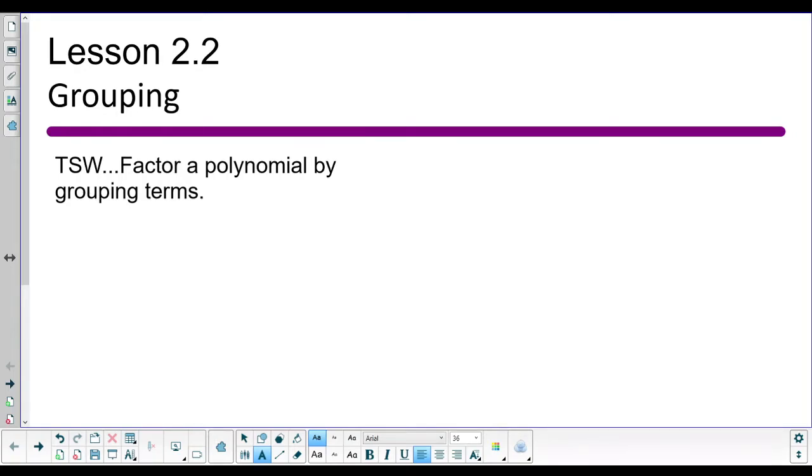Welcome back, goblins. We are going to do our second lesson on factoring today. We're going to talk about grouping.